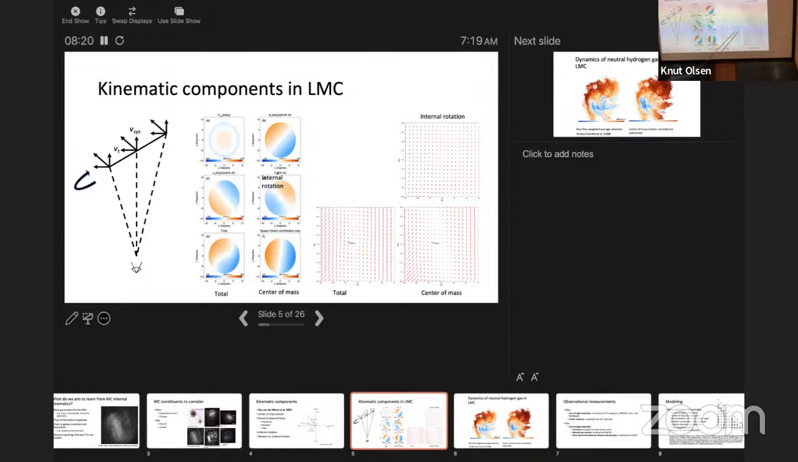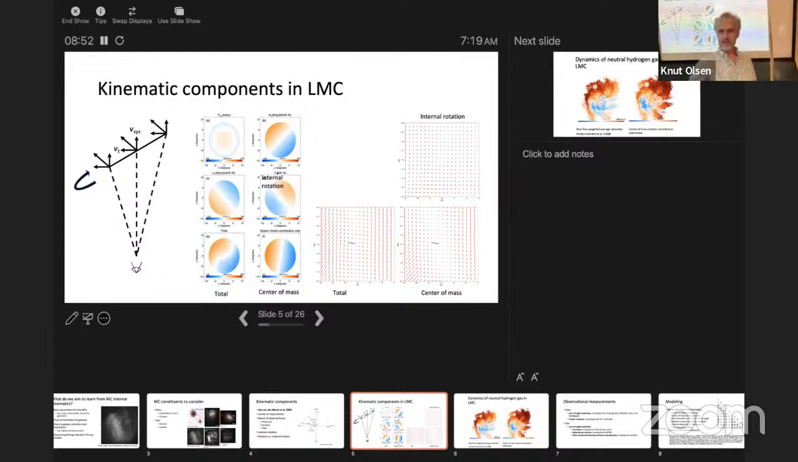You get similar sorts of effects in the proper motion map. So here is just the contribution that we think comes from internal rotation in the LMC. Here is the center of mass motion contribution, which has gradients in both directions and ends up mimicking some aspects of internal rotation if you don't account for it, right? And so you sum those up together, and this is what you get. And what we're usually interested in is the internal rotation.